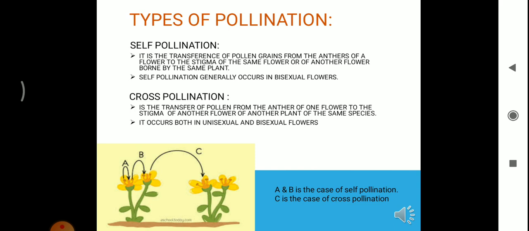Then, cross-pollination. The transference of pollen grains from anther of a flower of one plant to the stigma of a flower of another plant of the same species is called cross-pollination. Cross-pollination occurs both in unisexual and bisexual flowers and results in intermixing of genetic characters of the two parental plants. It also brings about variations in offspring.